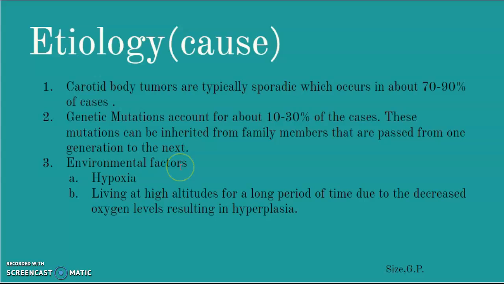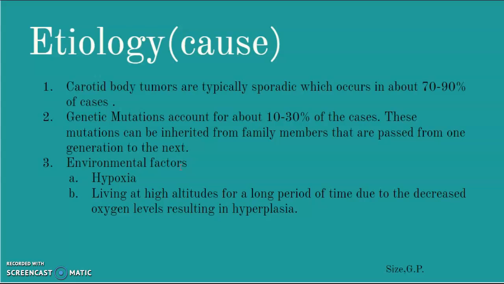So then we get to the etiology, or the cause, of these tumors. They're typically sporadic, and that occurs in 79 to 90% of the cases. Then there are also genetic mutations, and these account for 10 to 30% of the cases. These mutations can be inherited from family members and passed on from generation to generation.